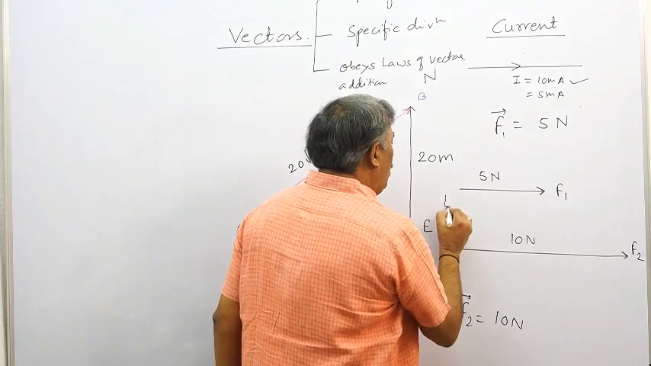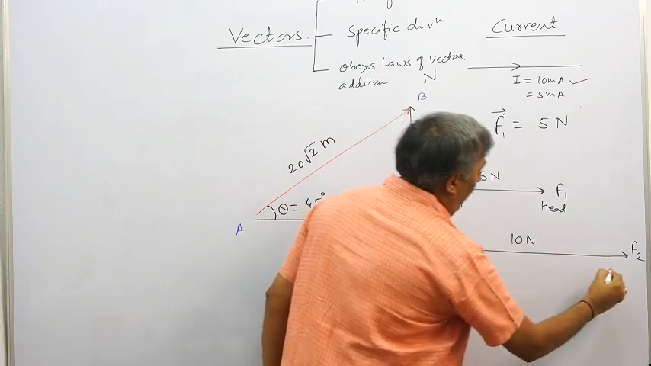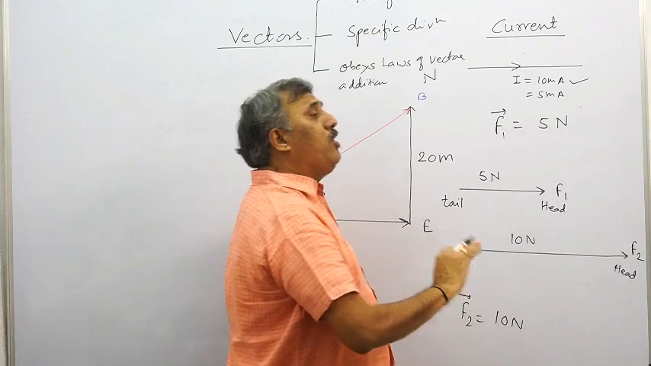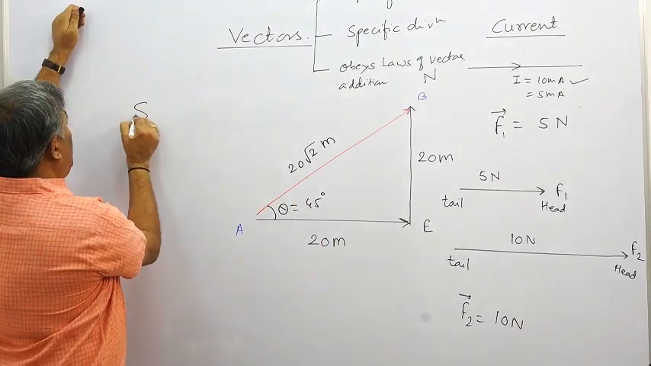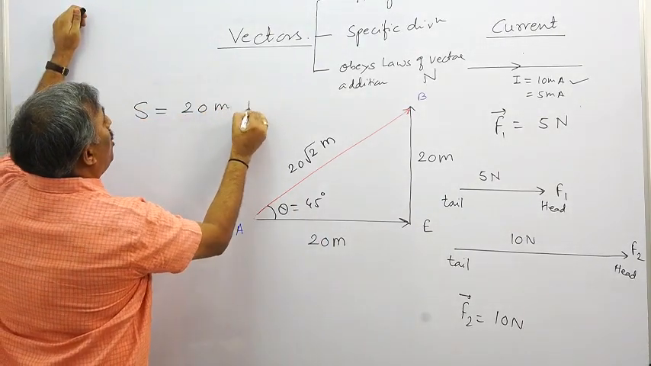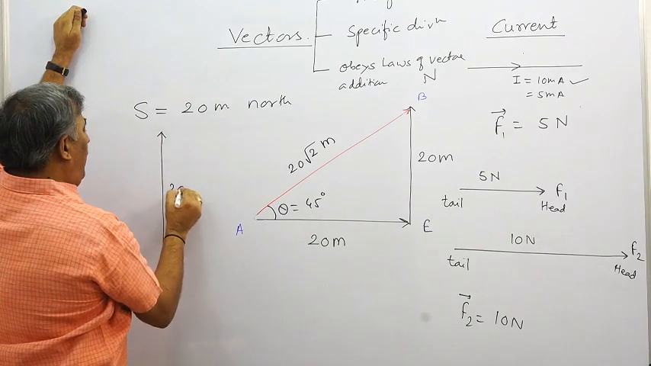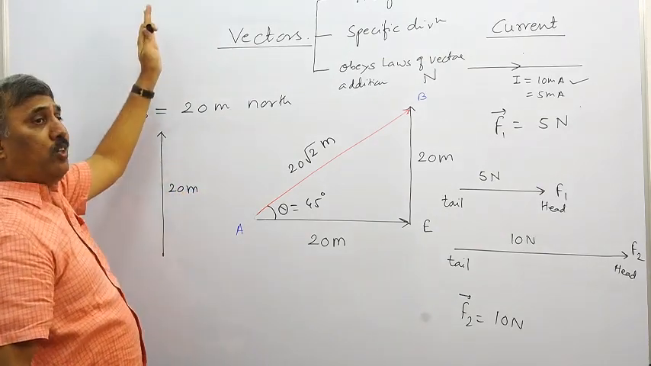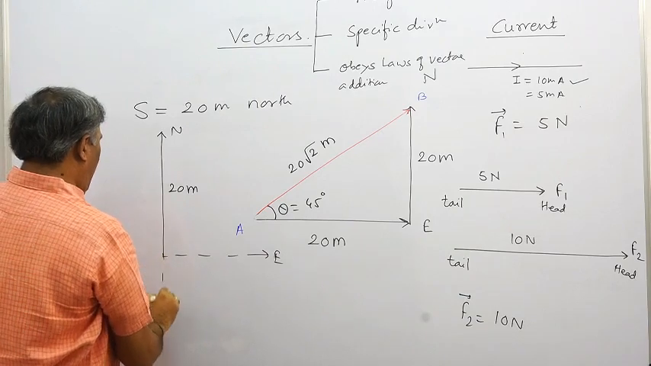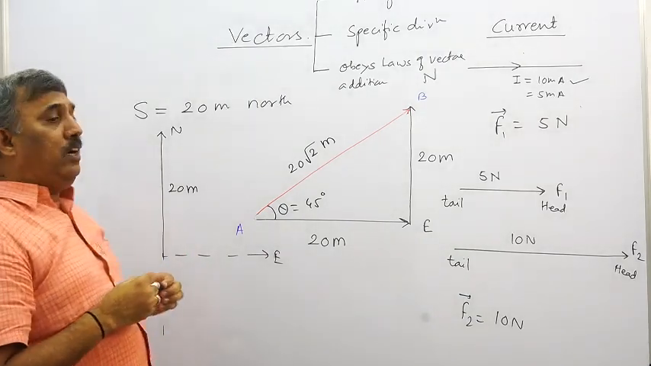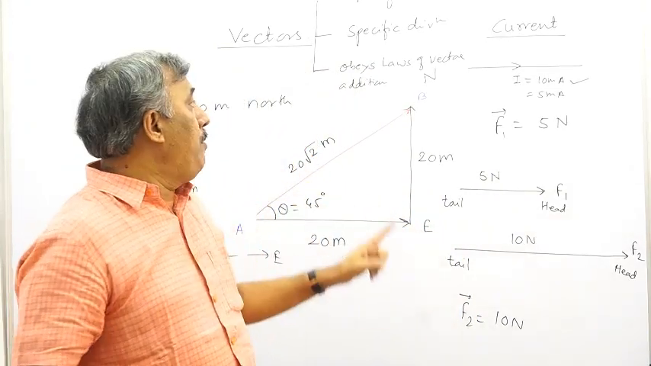Now this point is known as the tail of the vector, and this arrow is known as the head of the vector. So this is tail and this is head. In this way, any vector you can represent. Now you can quote any example. Suppose I say that displacement S is equal to 20 meter due north, along north direction. So I must draw a vector in upward direction indicating 20 meter, because this is the north side, this is east, and like that you can continue, south, and this is west. So this is the direction of the vector. So arrow gives direction and length of the segment gives magnitude.